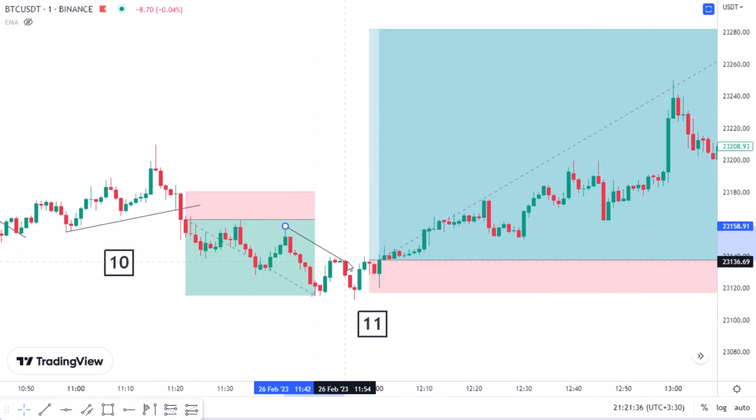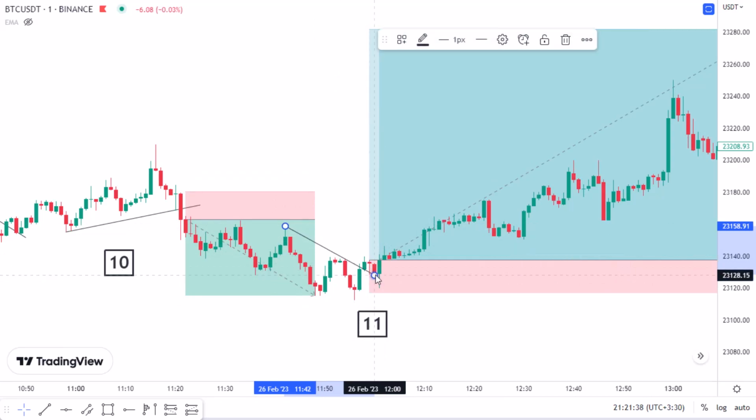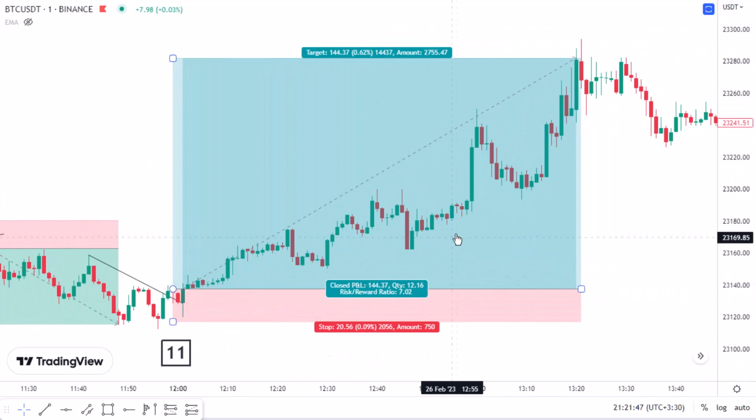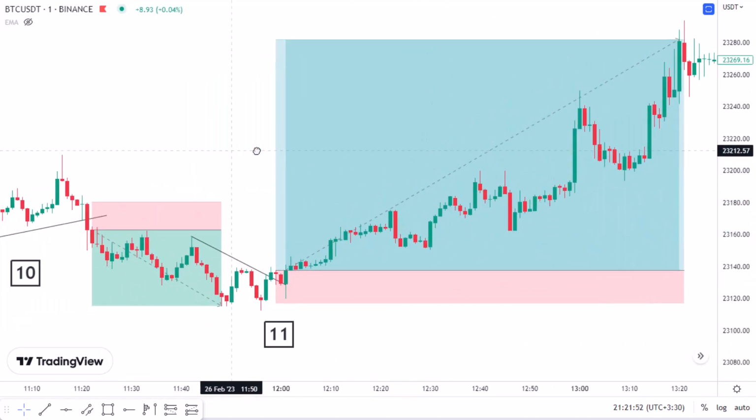It was like this actually. When we see this shadow, we extend it and it breaks it here. We enter the buy position, put our stop loss below that or somewhere safer like here, and look for RR2, which gives us our target, reward 7.